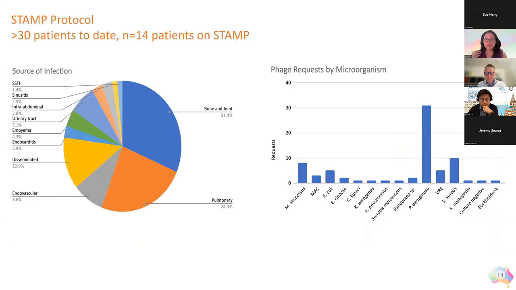And this is the breakdown of source of infection John Arredale and the clinical team have treated so far. As you can see, almost a third of the cases are bone and joint infections, which again feeds into our health economics modeling. The phages requested according to patient isolates, of course, are standard ones that ID clinicians will see at the hospital.